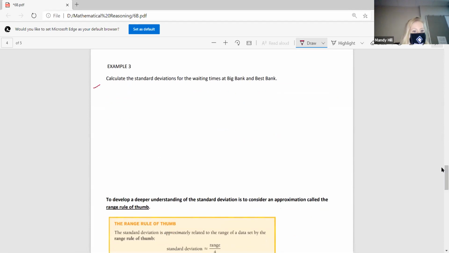I'm going to try to write as neat as possible, but we need to take into account we've got 2 banks, and I didn't leave enough room for that, so let me put that real quick. We are talking about Big Bank. Don't write big, we've got a lot of stuff to put here. So we're calculating standard deviation. We'll talk about what standard deviation is after we get this calculation.